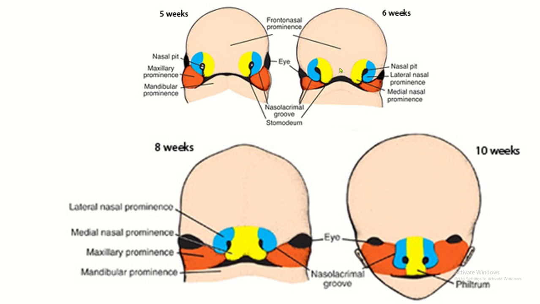Soon the medial nasal prominence comes closer and unites with each other, and further growth occurs and forms the intermaxillary segment. And you see the maxillary prominence is fused with the lateral nasal prominence, also part of the medial nasal prominence. Maxillary prominence also fused with the mandibular prominence.